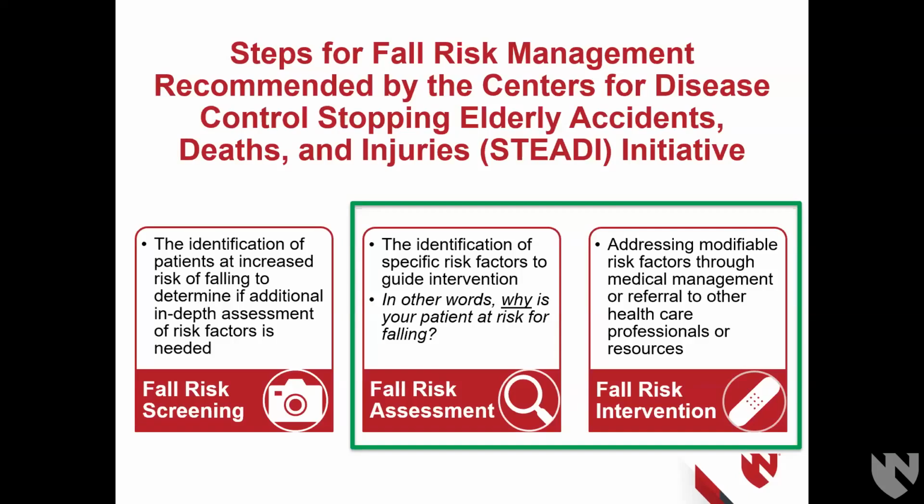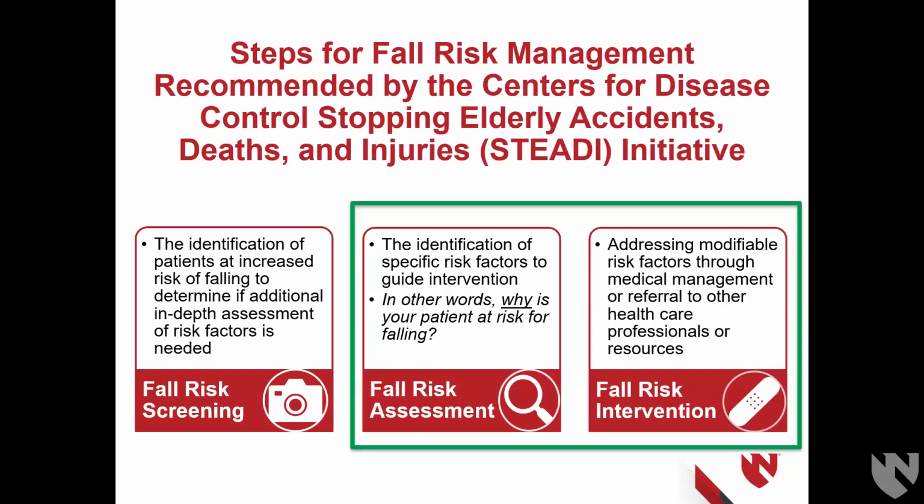Steps 2 and 3 are assessment and intervention, and they are what follows if a patient screens positive for being at risk of a future fall. Assessment is a step to take where you are trying to identify specific risk factors that place that patient at risk for falling. In other words, why is this patient at risk?